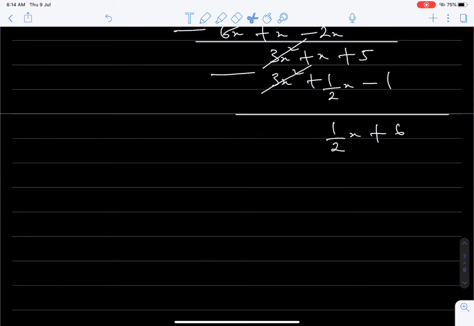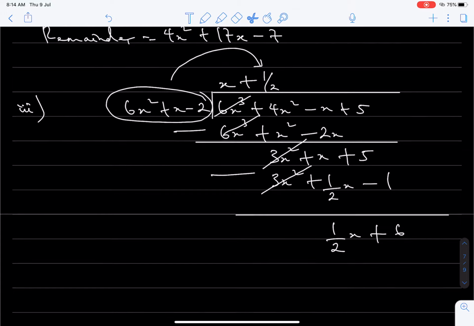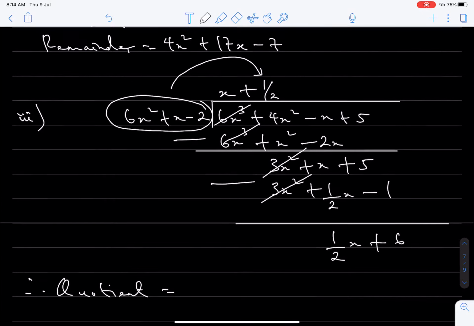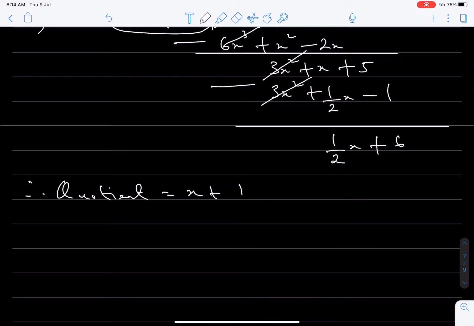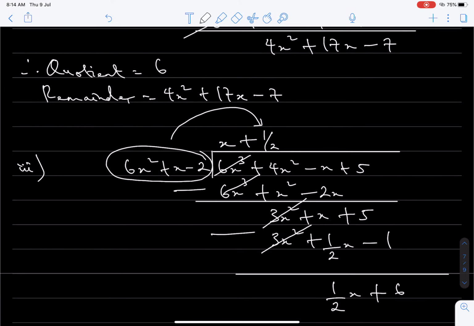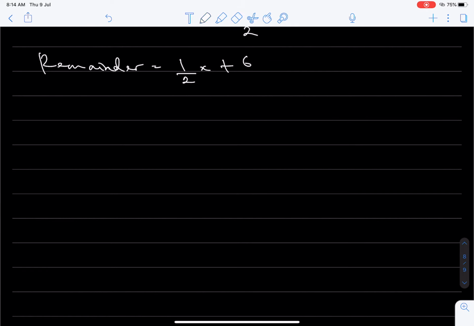So that means, therefore, the quotient is equal to x plus half, and the remainder is half x, or if you like, x over 2 plus 6. And that's it. Very simply, that's how to divide polynomials. Now let's go to something else.